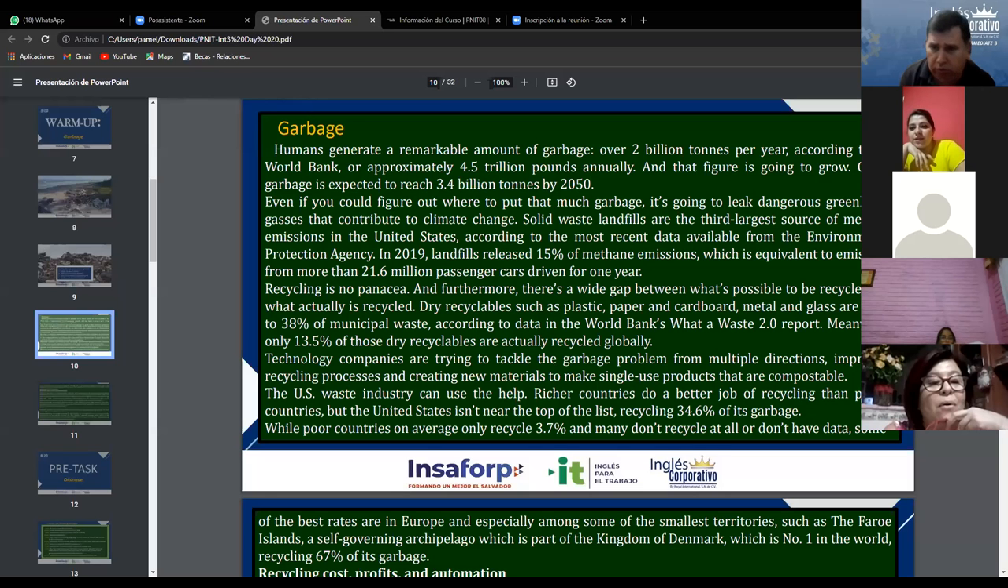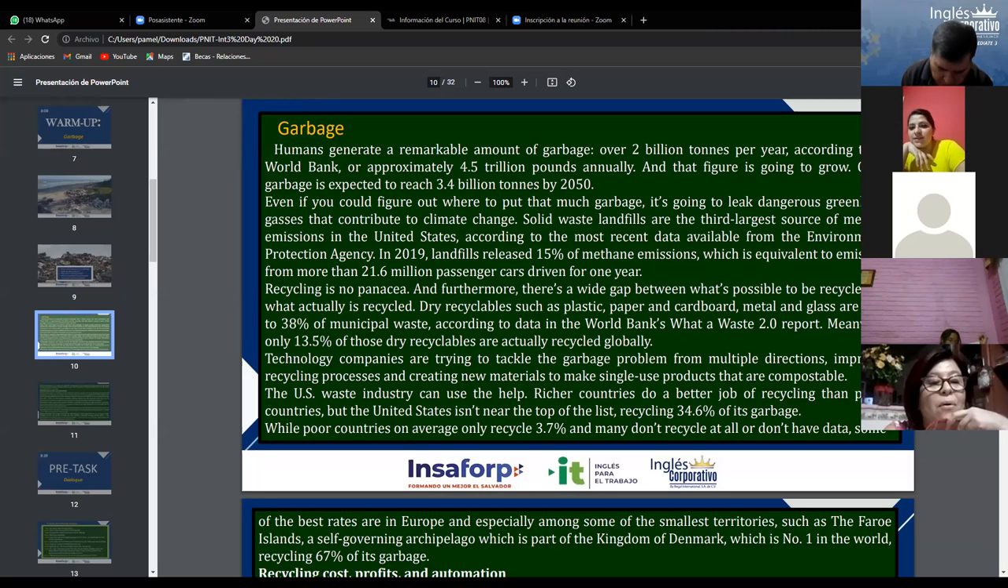Only 13.5% of those dry recyclables are actually recycled globally. Technology companies are trying to tackle the garbage problem from multiple directions, improving recycling processes and creating new materials to make single-use products that are compostable.